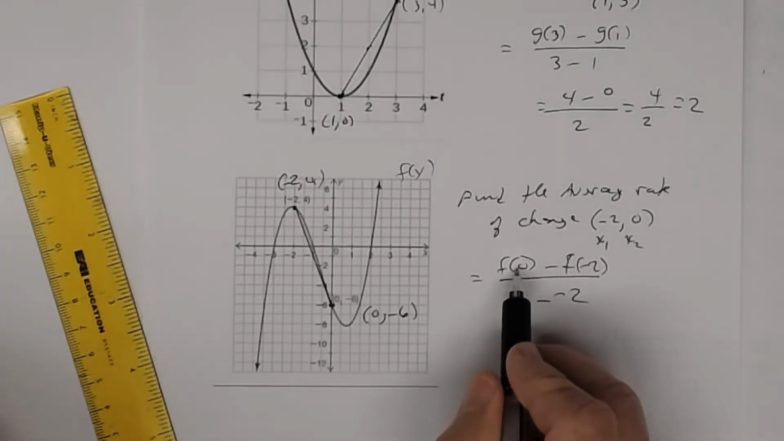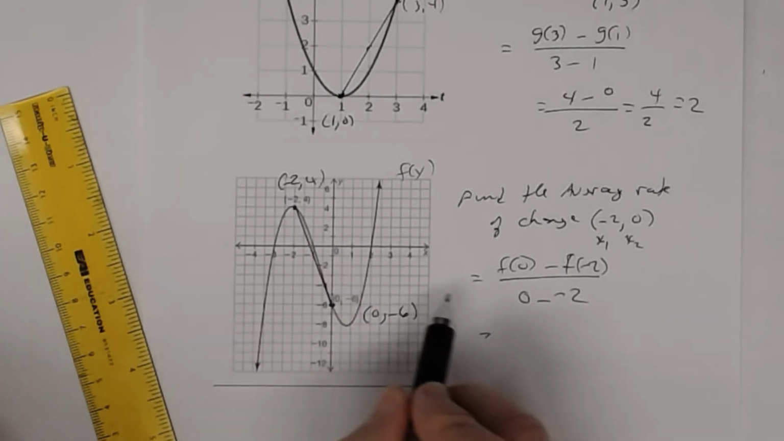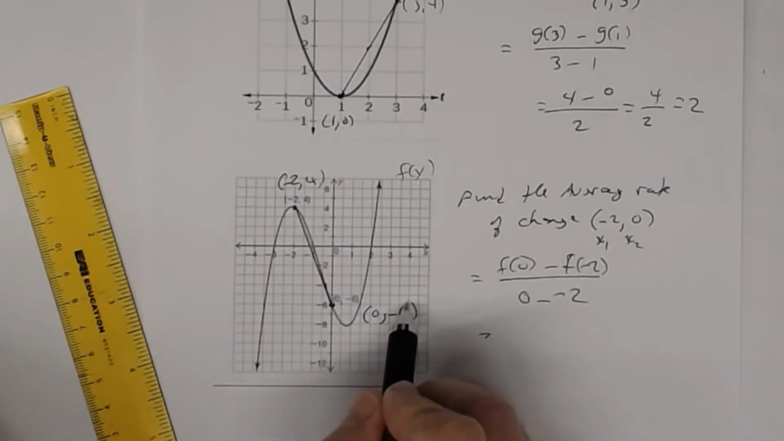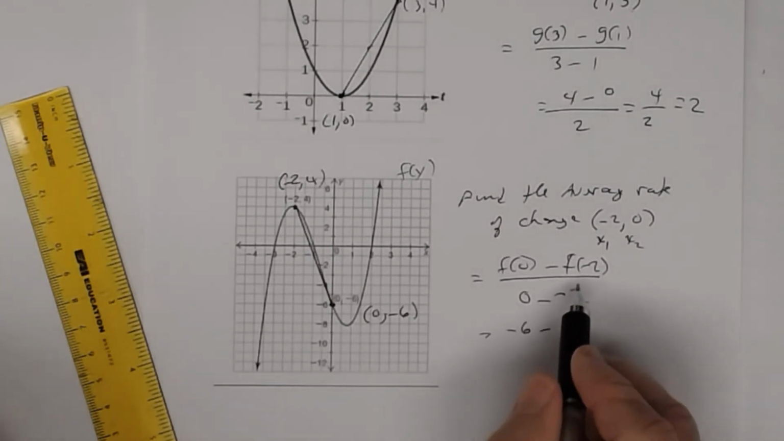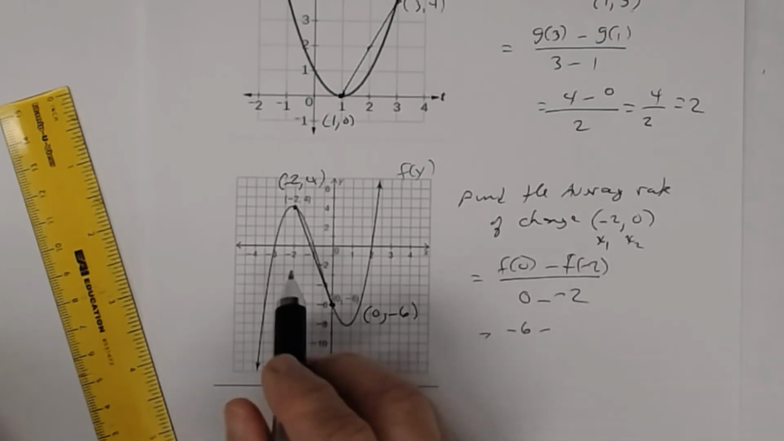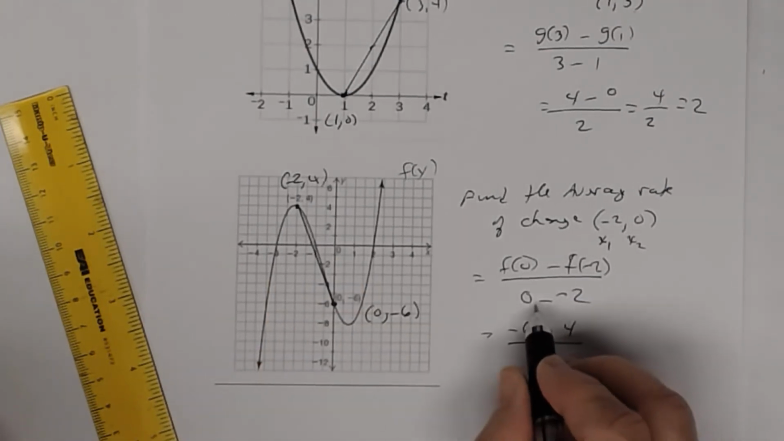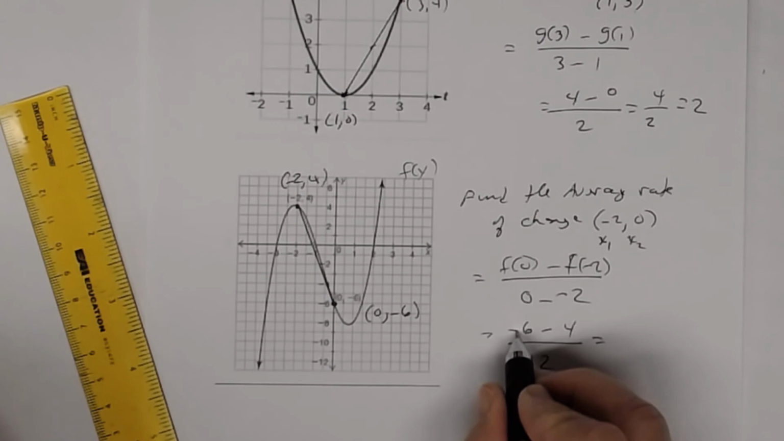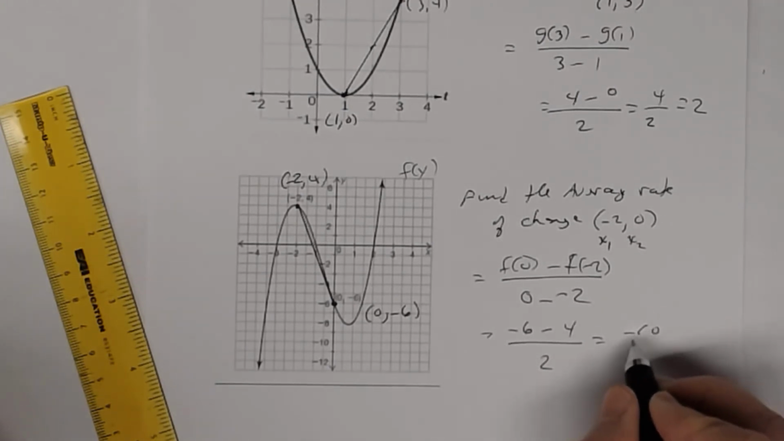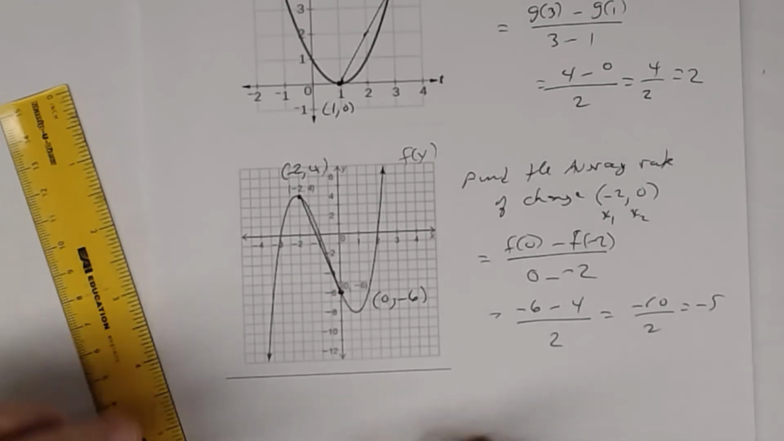Okay, so let's find f of 0. So the question is, what's the y value when x is 0? My y value is negative 6. Subtract f of negative 2. What's the y value when x is negative 2? Well, when x is negative 2, my y value is 4. And then 0 subtract negative 2 means 0 plus 2, which is 2. The numerator, negative 6 minus 4 is negative 10, divided by 2, which is negative 5. So what that means is this.